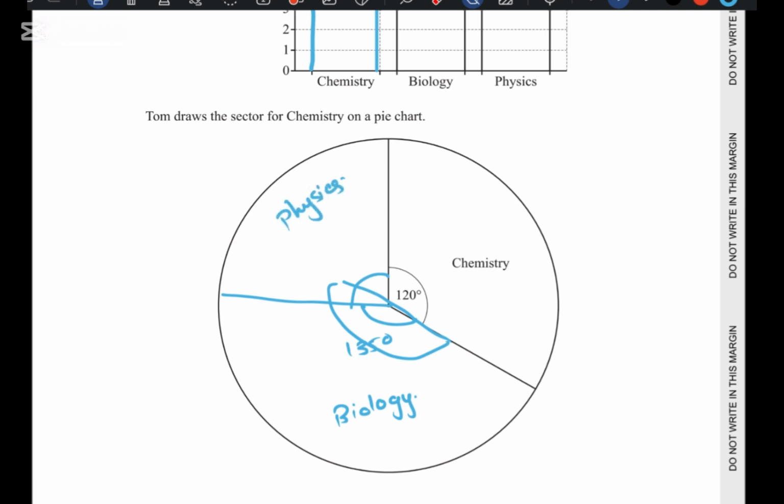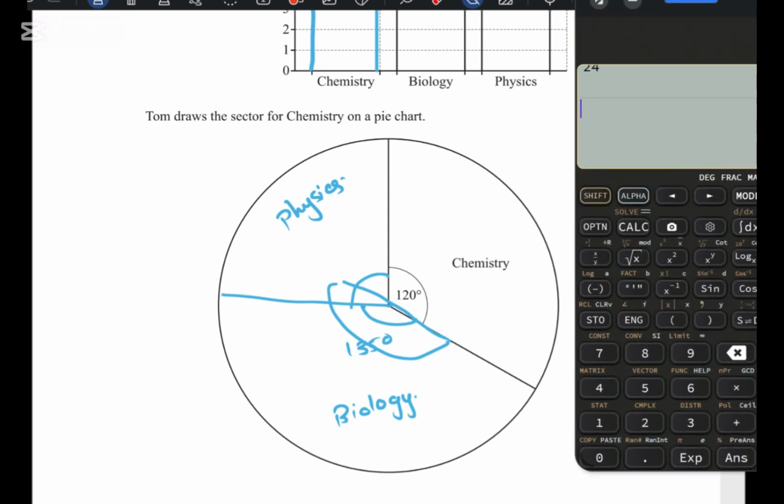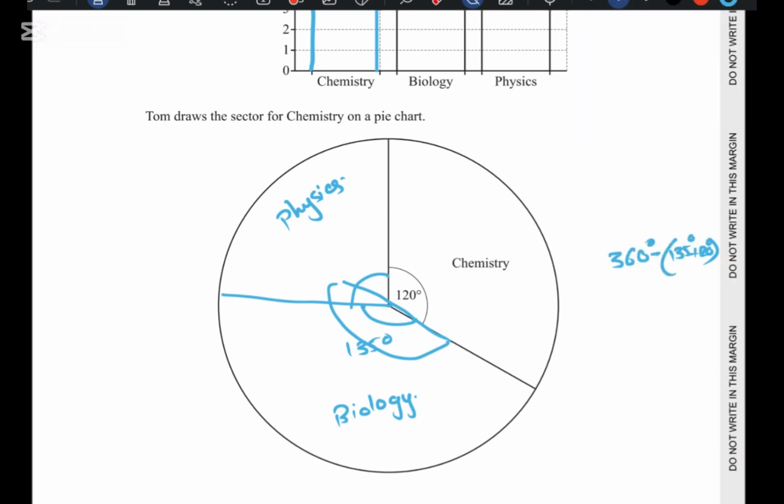So what is the angle for physics? It will be 360, from 360 subtract 135 plus 120. So that will be the angle for physics. 360 minus 135 plus 120 is 105. So 105 will be the angle for physics. Write down that, and you can even check it using your protractors, and this pie chart will be completed.